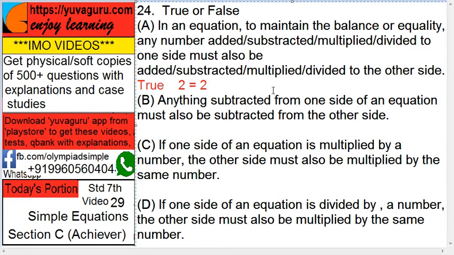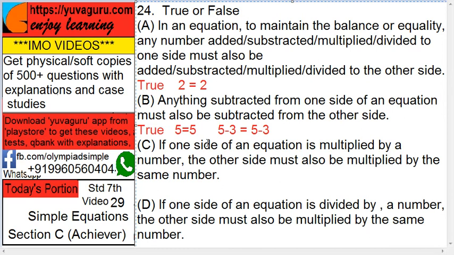Anything subtracted from one side of an equation must also be subtracted from the other side. That is also true. It is same as the earlier one. Here 5 equals 5. 5 minus 3 equals 5 minus 3. So same on both the sides.